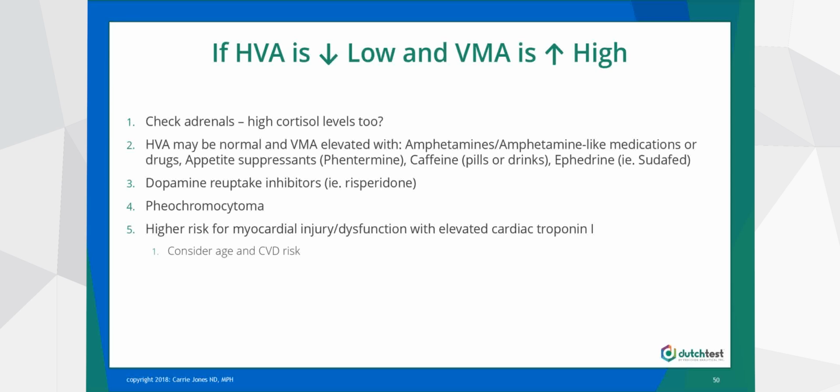Number 5, I have written there, higher risk for myocardial injury and dysfunction with elevated cardiac troponin I. This was interesting in the research. Higher VMA and elevated levels of cardiac troponin I definitely means higher risk for myocardial injury or dysfunction. Now, do you run out and have everybody tested for elevated cardiac troponin I? No. Consider their age, and please consider their cardiovascular disease risk. If you have somebody in their 20s, totally healthy, no cardiovascular issues, then don't worry about it. And if you have somebody who's quite a bit older and has a lot of cardiovascular disease issues, you may want to worry about it. So I have it listed.